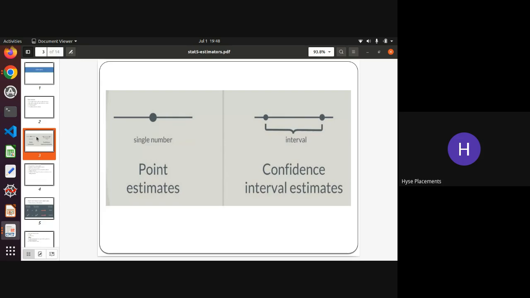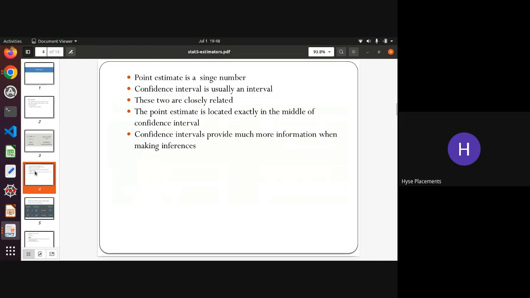So that means you're estimating in the form of an interval now. Previously you were doing it with a point estimate. Now you're defining the actual value in the form of an interval. See, a point estimate is a single number. A confidence interval is usually an interval. These two are closely related. How? The point estimator is located exactly in the middle of the confidence interval.